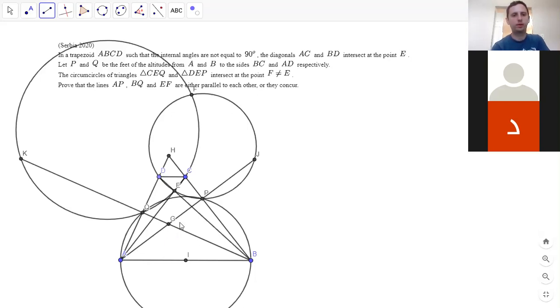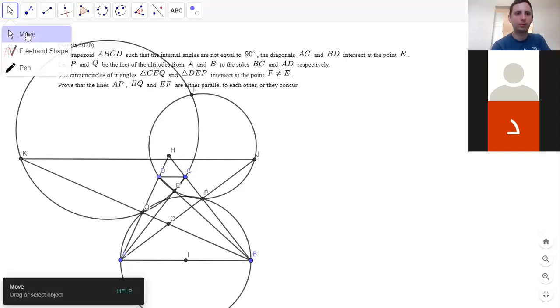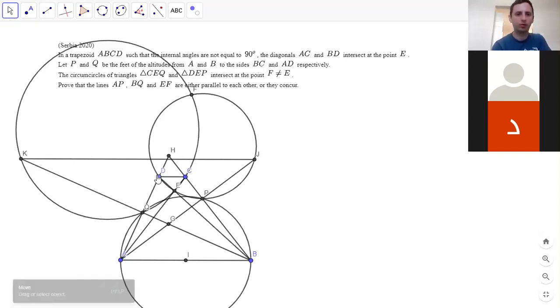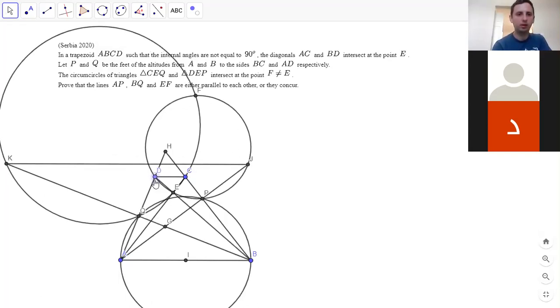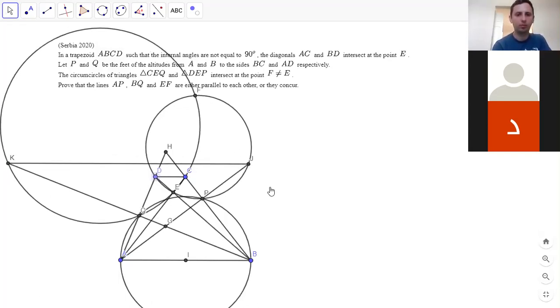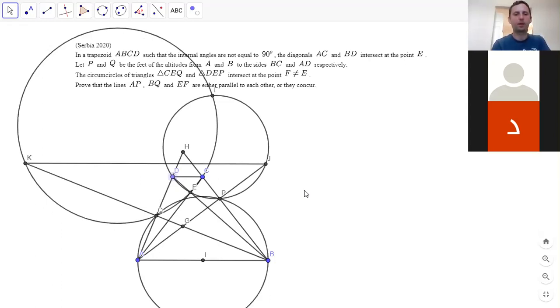So we know GQ times GB is GA times GP. So I think we want to show maybe that KJ is parallel to CD and AB. Yeah. That's basically what we want to show. We want to show CD is parallel to both of them. I'm sorry, JK is parallel to both of them. That would solve it.